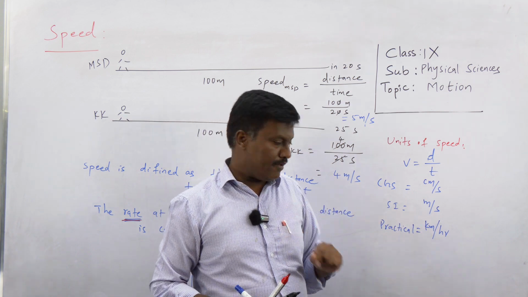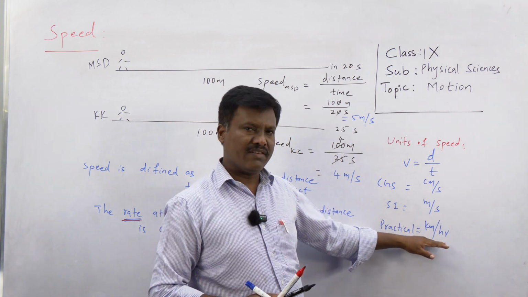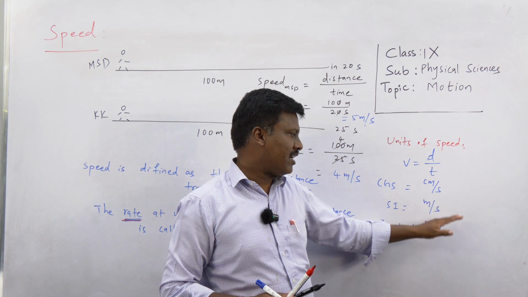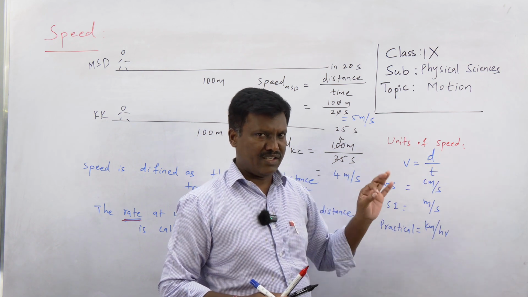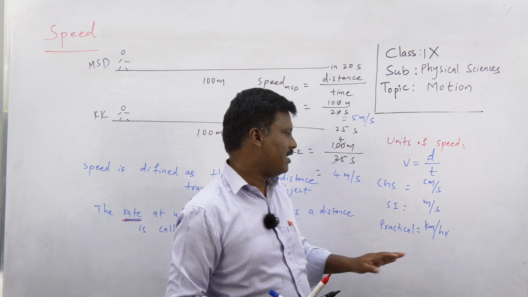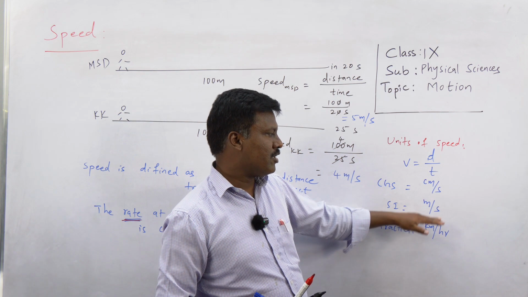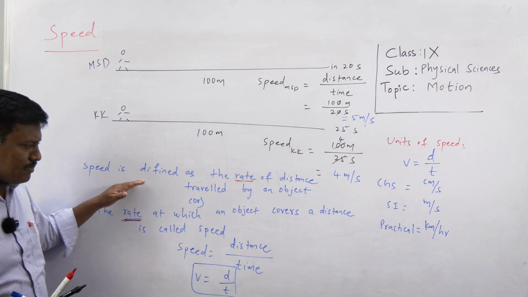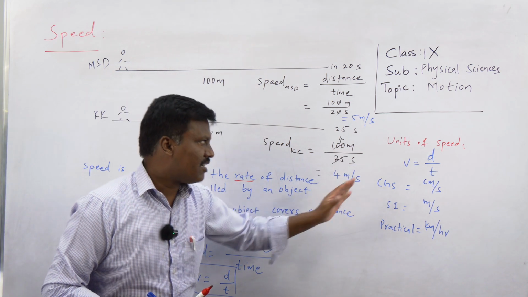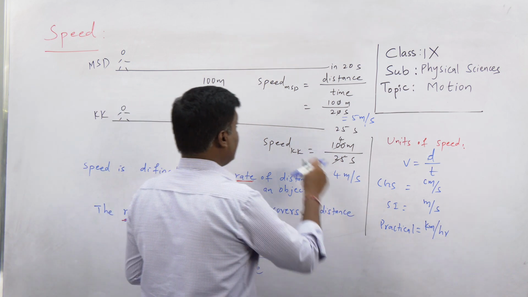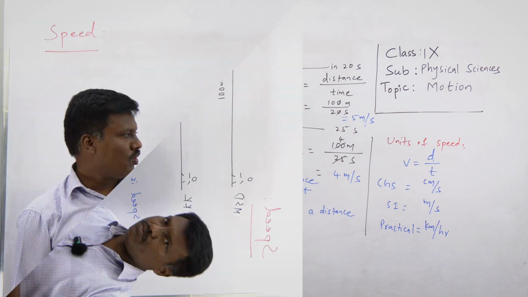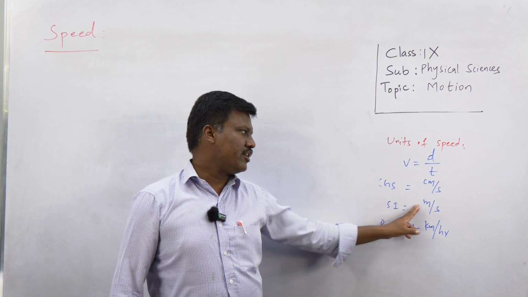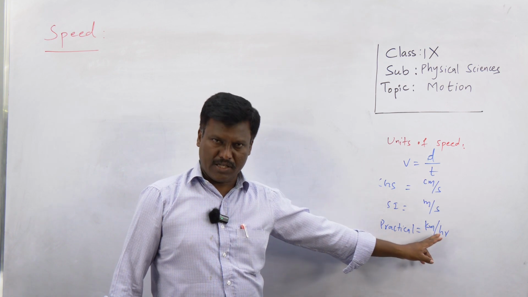Remember, whenever kilometers per hour is given in problems, we have to convert it into the SI system, meter per second, or into centimeter per second if the question is asked in centimeters. How to convert kilometer per hour into meter per second, we will discuss. Meanwhile, please note down the definition of speed and also the units of speed. What is the CGS unit of speed? Centimeter per second. SI unit: meter per second. Practical unit: kilometer per hour, right?